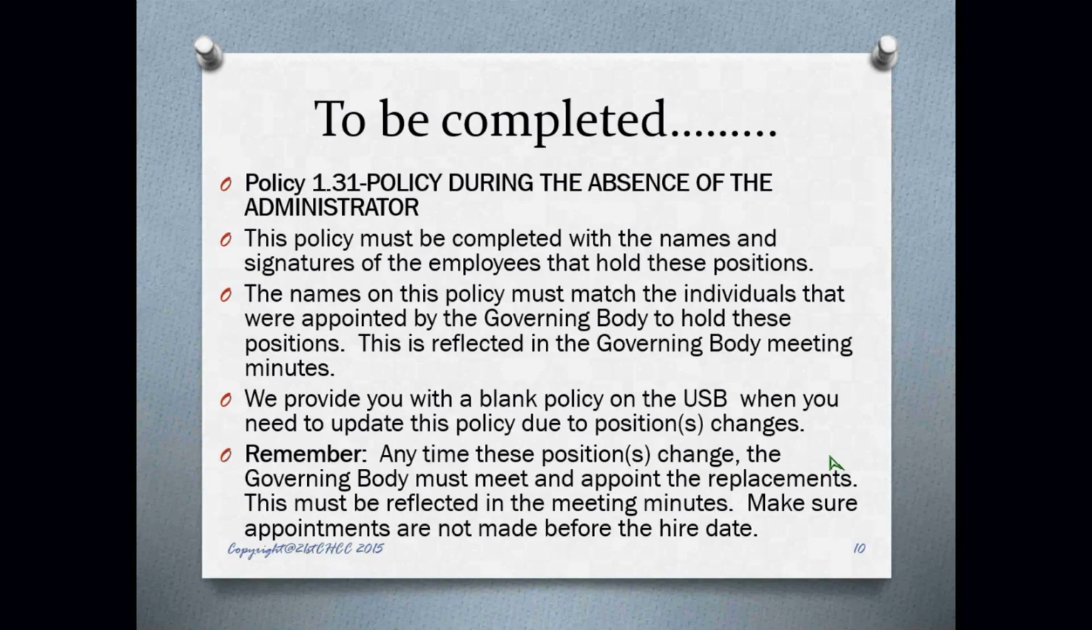Still in the administrative policies is 1.31. This is the policy that you're going to complete with the names of the individuals that are going to be in charge in the event your administrator and/or your director of nurses, director of professional services is not available in the office. This needs to match up with your organizational chart that's also in your administrative policies.